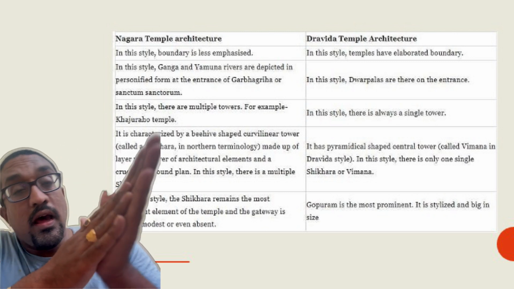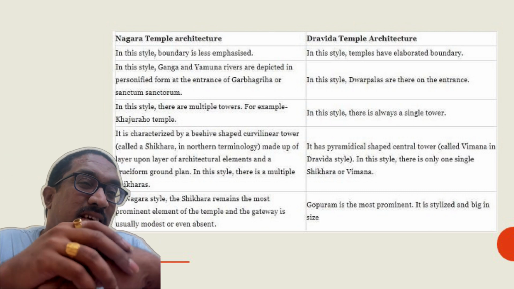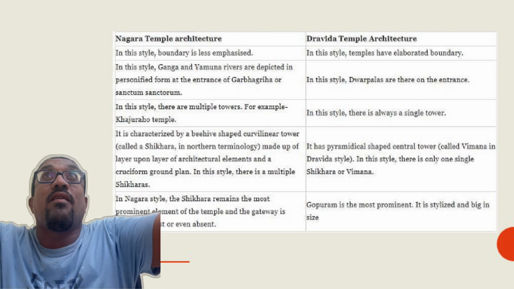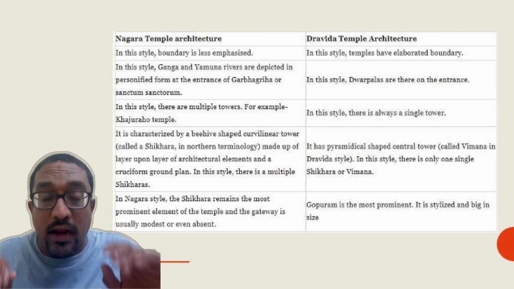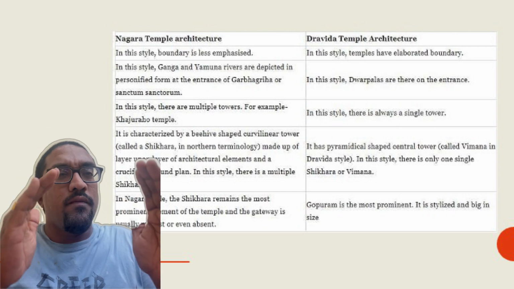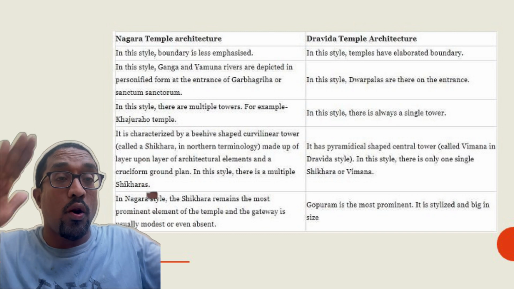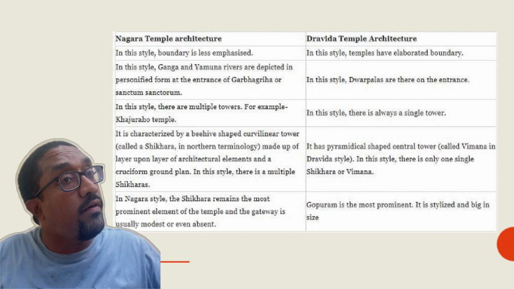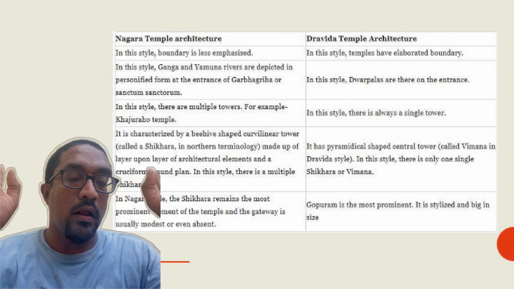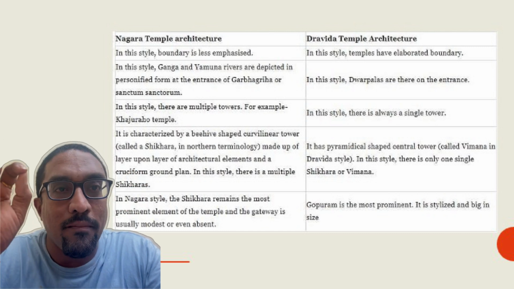In the Nagara style, there are multiple towers in the temple, for example the Khajuraho temple. In the Dravidian style, there is only 1 single tower, generally a pyramidal-shaped tall central tower on the Garbhagriha known as the Vimana. Whereas in the Nagara style, it is more curvilinear, also called the Shikhara. In the Dravidian style, the roof on the main sanctum sanctorum is perpendicular. In the Nagara style, it is curvilinear, inward bent, slightly bent. In the Nagara style, the Shikhara remains the most prominent element of the temple structure.